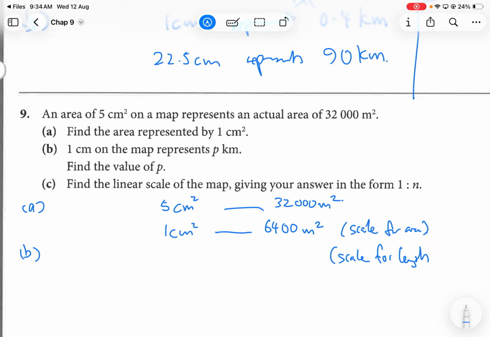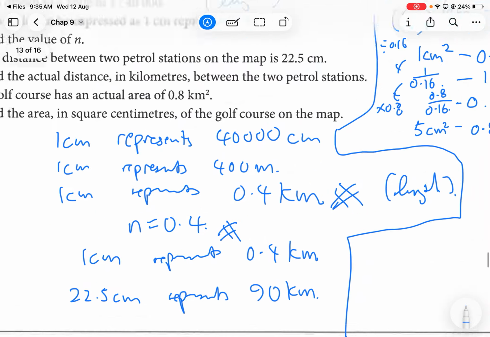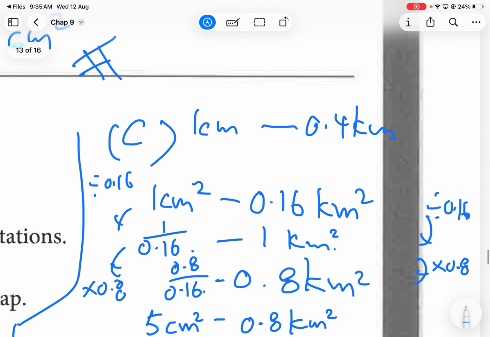Usually, when I go from scale for length to scale for area, what do I do? What did we do just now? Scale for length becomes scale for area? Yes. Scale for length becomes scale for area. I square both sides. So now I want to go the reverse way. Just now I go in this direction. Now I want to go in this direction.